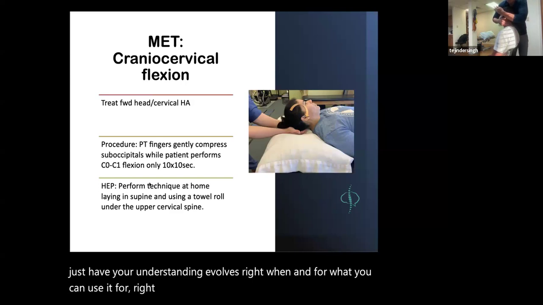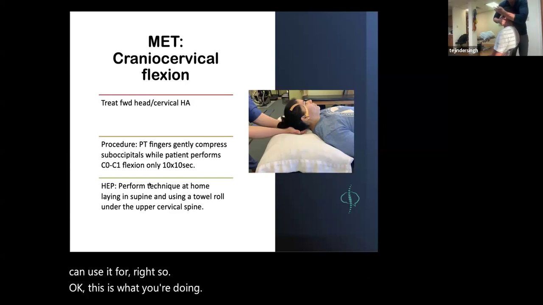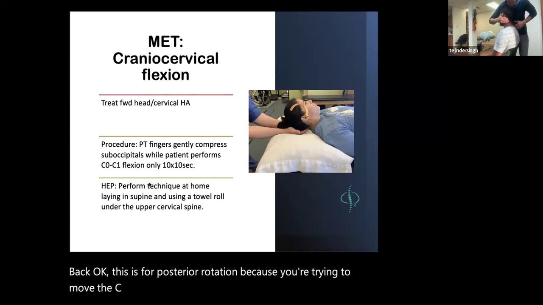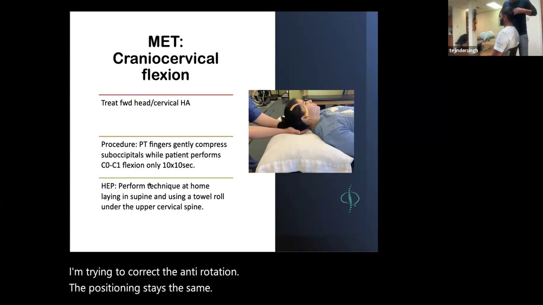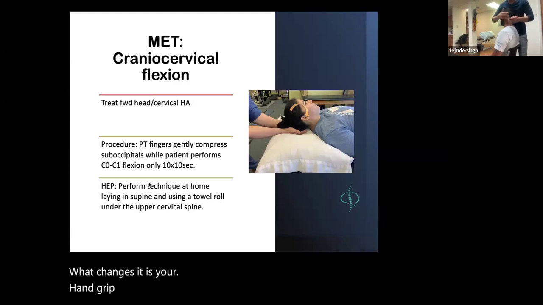So, okay. This is what you're doing. You're moving it back. Okay, this is for posterior rotation because you're trying to move the C1 forward, right? There is a technique for anterior rotation. Say if I'm trying to correct the anterior rotation, the positioning stays the same. What changes is your hand grip. Okay, patient still rests on your chest.